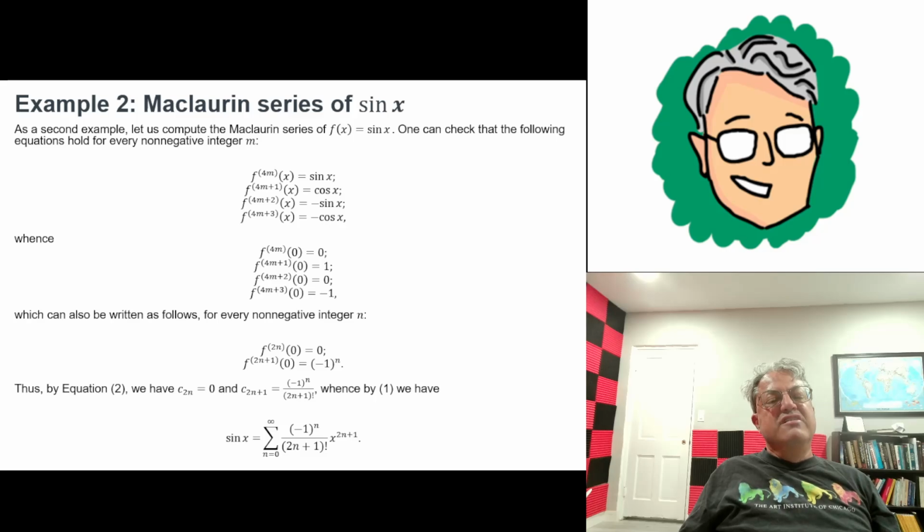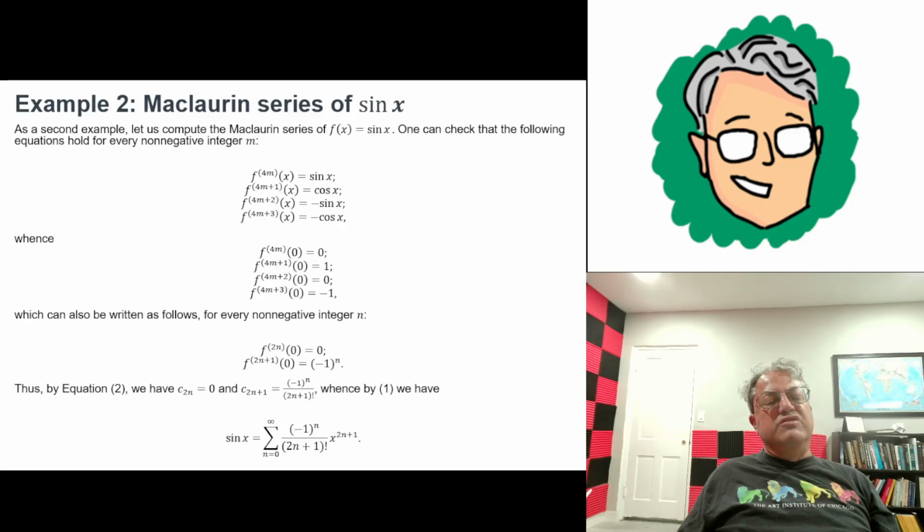Well, that's easy. Sine of 0 is 0. So the 4mth derivative of sine x evaluated at x equals 0 is 0. The 4m plus first derivative evaluated at 0 is 1. Cosine of 0 is 1. The 4m plus second derivative evaluated at 0 is again 0. And the 4m plus third derivative evaluated at 0 is negative 1. And you kind of see the pattern here.